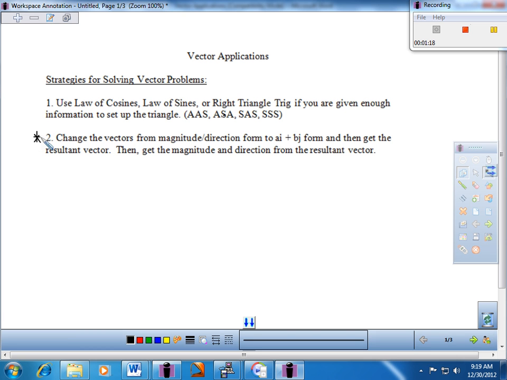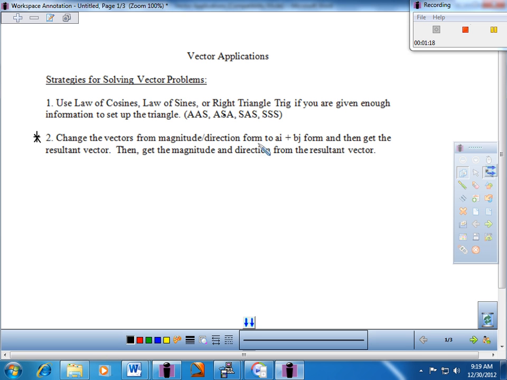So it says change the vectors from magnitude direction form to AI plus BJ. So if we have the magnitude and we have the theta, the direction, then we can get A and we can get B. And when we have A and B, we can add vectors together and get what is called the resultant. Once we have the resultant vector, from there, everybody, we have the math that we developed yesterday to go back and get the magnitude of it and back and get the theta of it. And so that's exactly what we'll do.